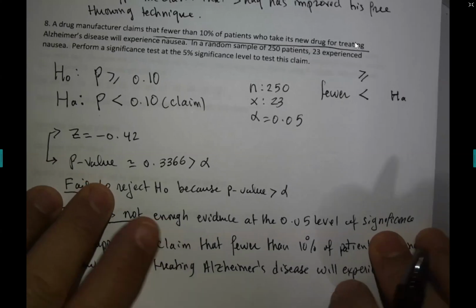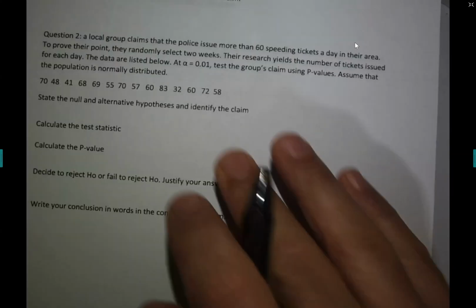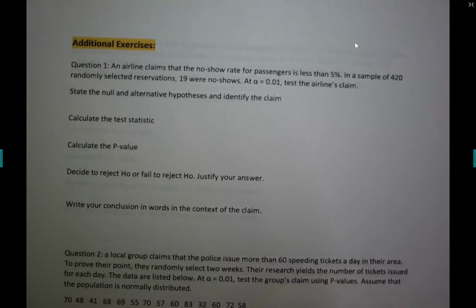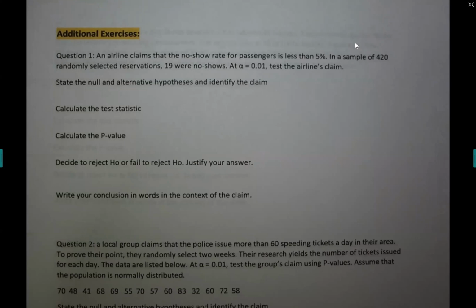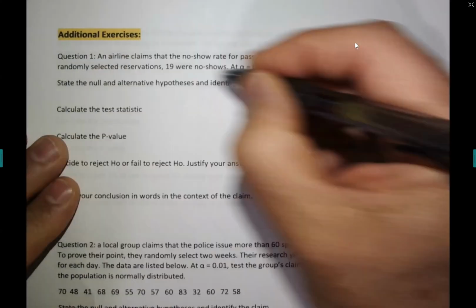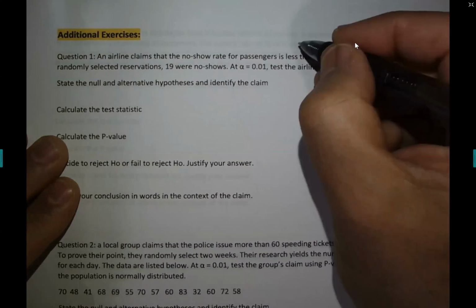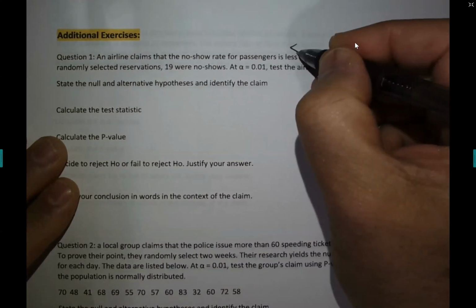All right, so this is additional exercises. Let's do some more practice exercises, guys. An airline claims the no-show rate for passengers is less than 5%. Okay, you know, guys, this is a proportion test. I'm talking about percentages. So right away, I know what H0 and HA are. Less than 5%, this is the less than, that has to be in HA.